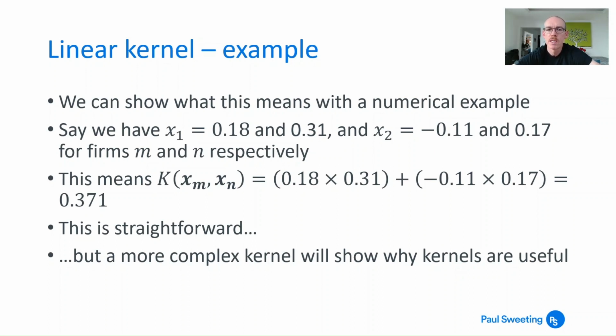And also we can show what this means with a numerical example. So say we've got x1 equal to 0.18 and 0.31, and x2 equal to minus 0.11 and 0.17 for firms m and n respectively. What this means is that k(xm, xn) is equal to 0.18 times 0.31 plus minus 0.11 times 0.17, equal to 0.371. So this is straightforward. But this is less straightforward, and you can see why it becomes useful when we start looking at a more complex kernel.